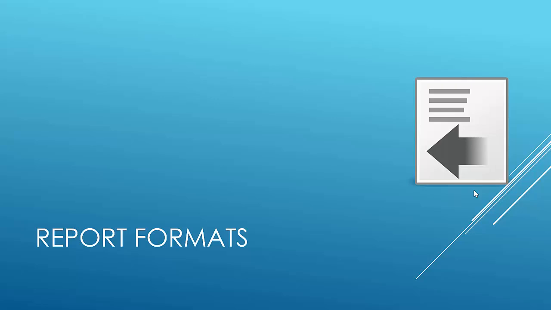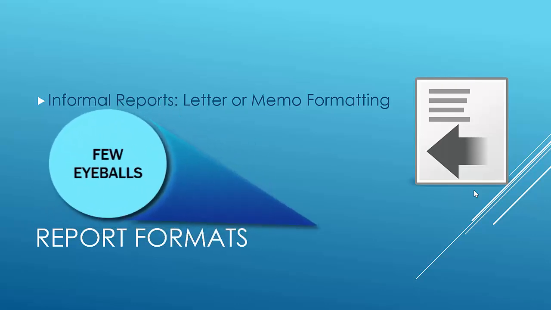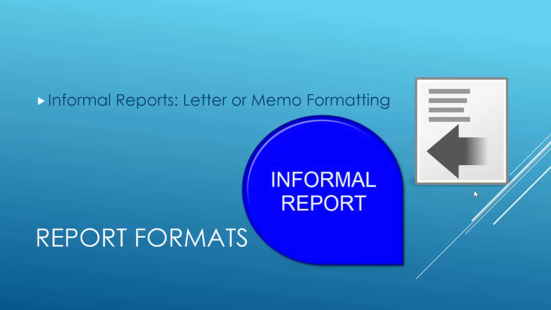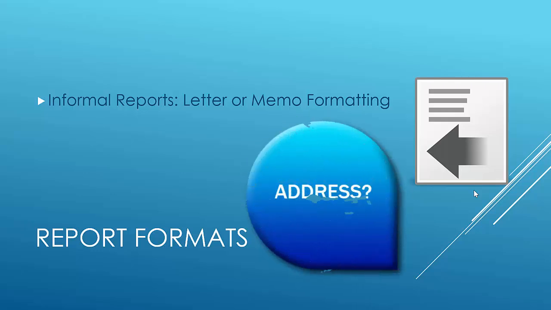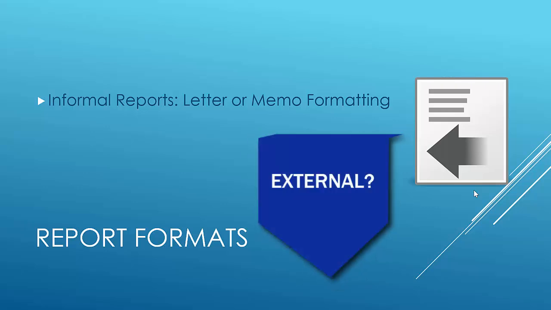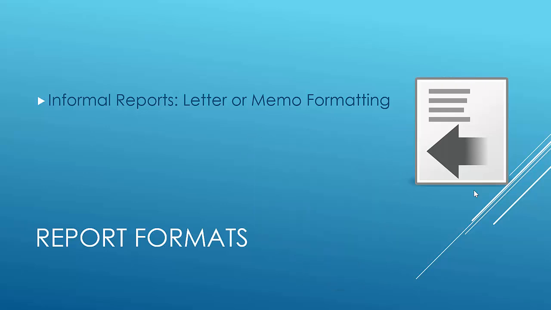So, what do these reports look like? Well, reports can be packaged in two ways. If a report is not likely to be seen by very many people other than the primary audience, and if it's fairly short, it's often packaged informally. This means that addressing information is added to the report using the rules of either memo or letter formatting, depending on whether the primary audience is internal or external to the authors of the report.